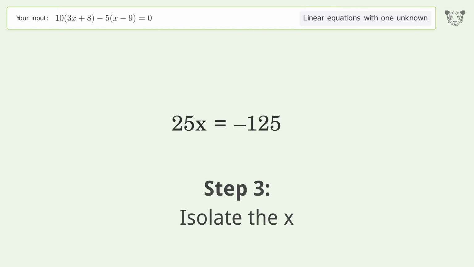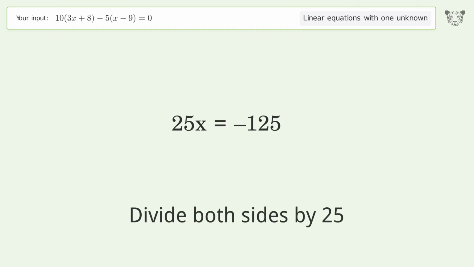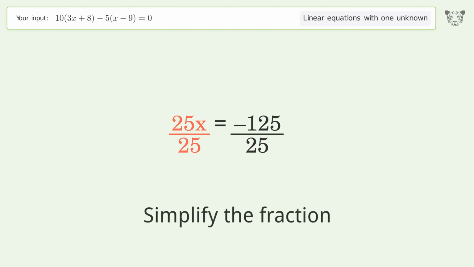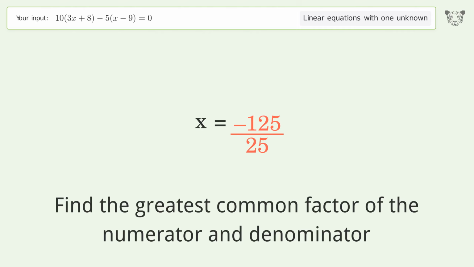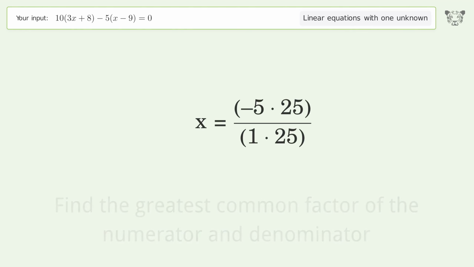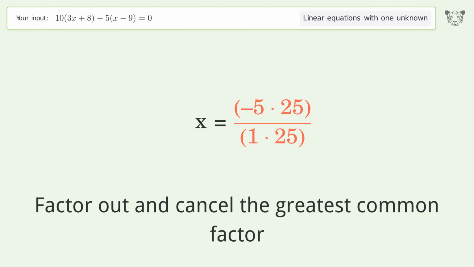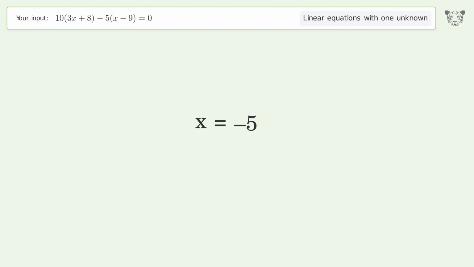Isolate the x. Divide both sides by 25. Simplify the fraction. Find the greatest common factor of the numerator and denominator. Factor out and cancel the greatest common factor. And so the final result is x equals -5.